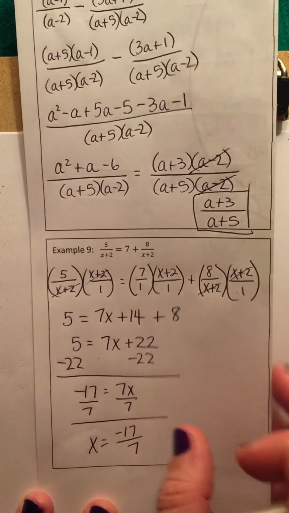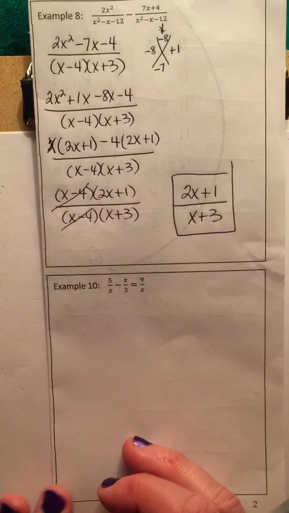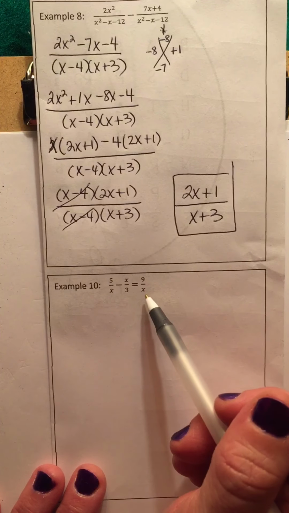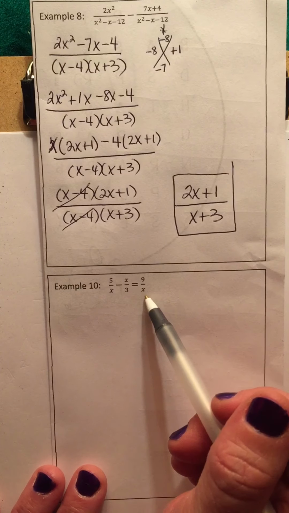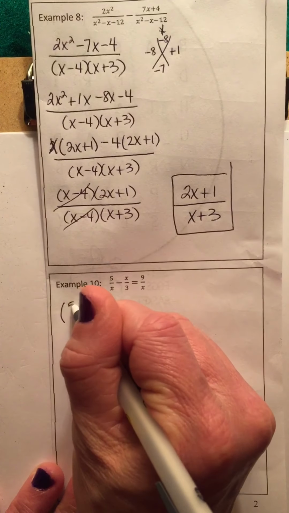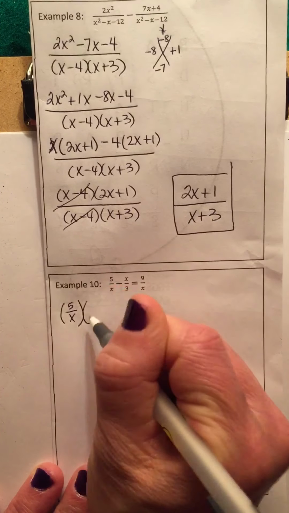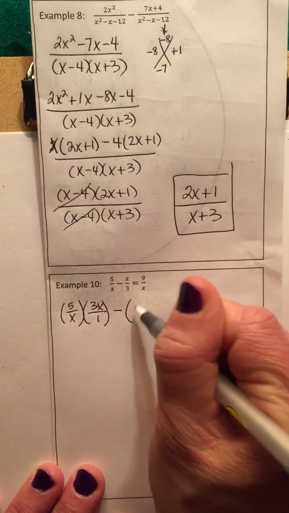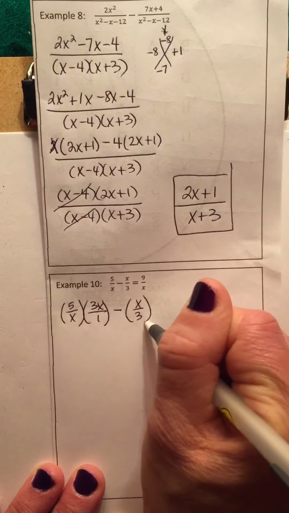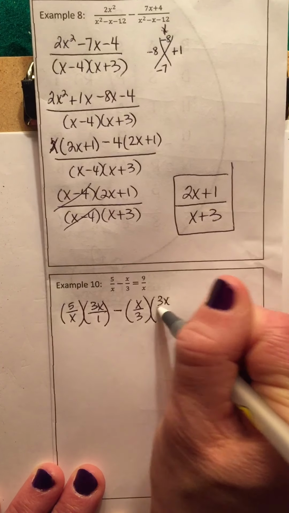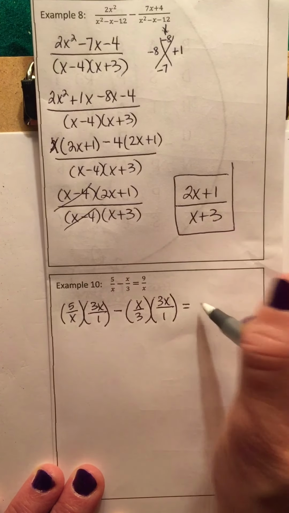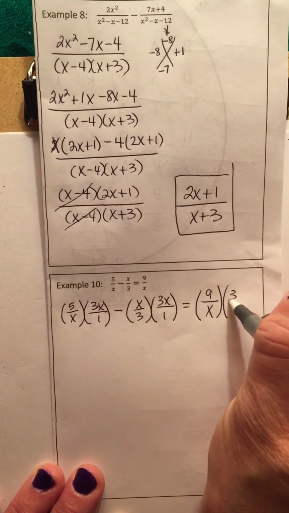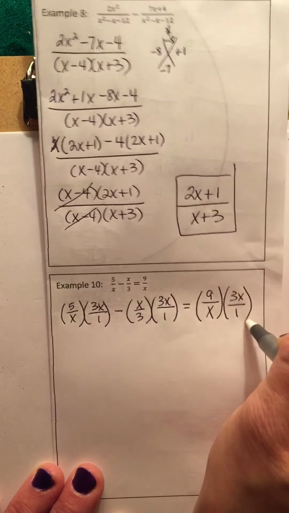We're going to do the same thing for example 10. This time, though, we need to multiply everything by 3x. So we're going to have 5x over 1 times 3x over 1 minus x over 3 times 3x over 1 equals 9 over x times 3x over 1.